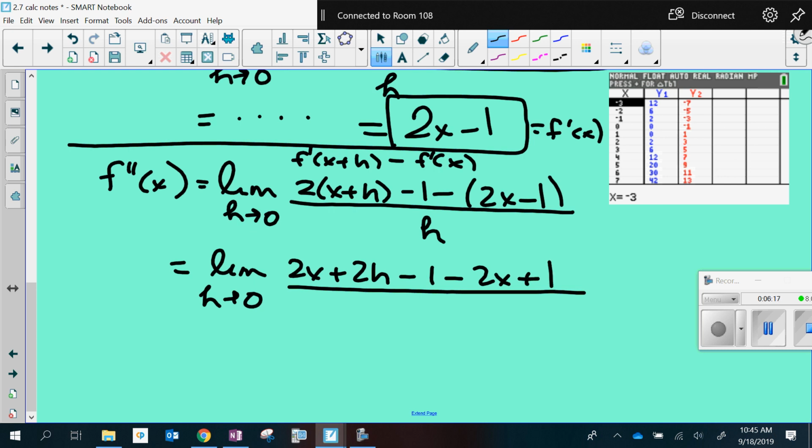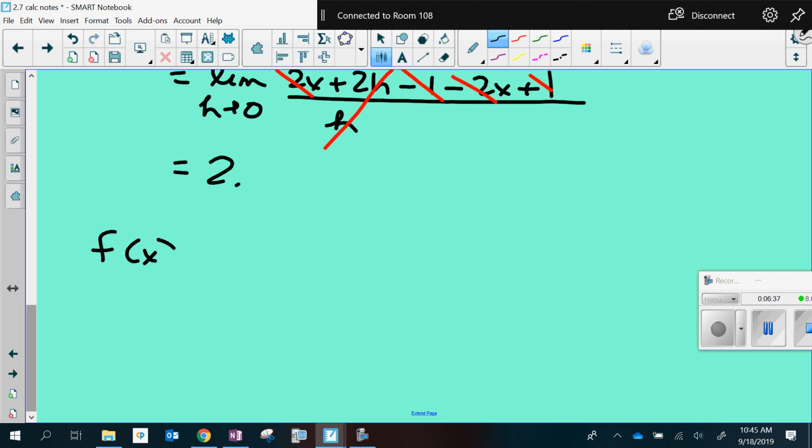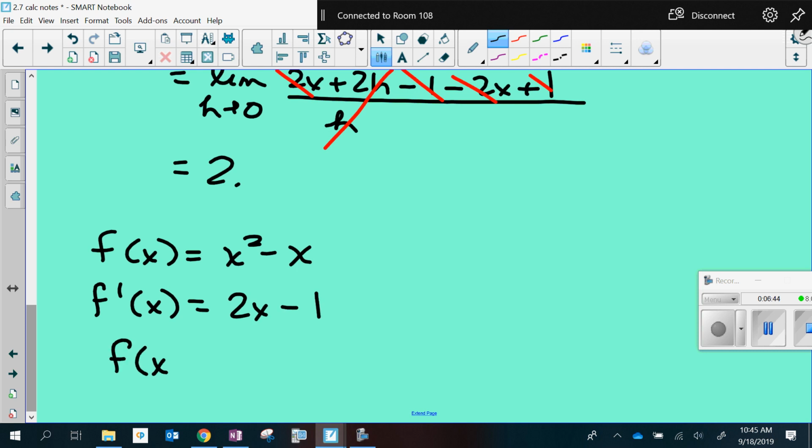Plus 1. Okay. All right, so we got our minus 1 and plus 1 is going to go away. 2x and negative 2x is going to go away. H is now going to go away on the bottom, which is fabulous news. So our derivative is 2. Okay, so first function was x squared minus x. F prime was 2x minus 1. F double prime equals 2. Okay?